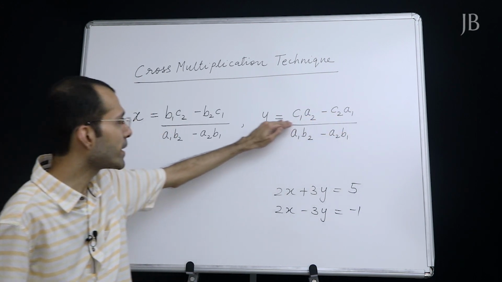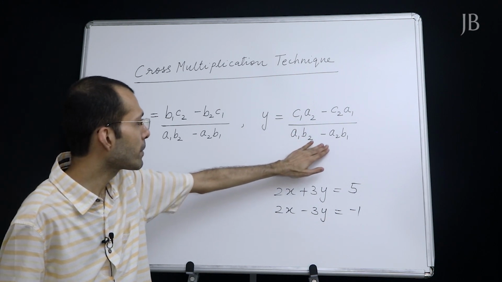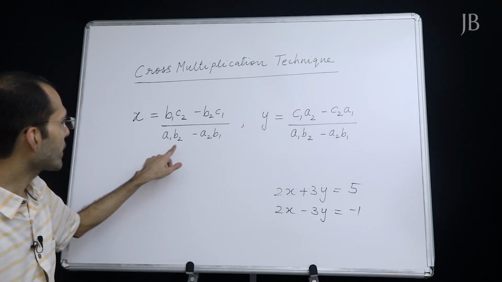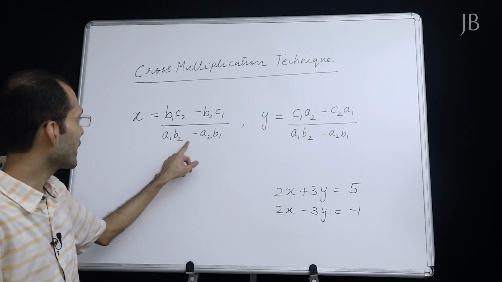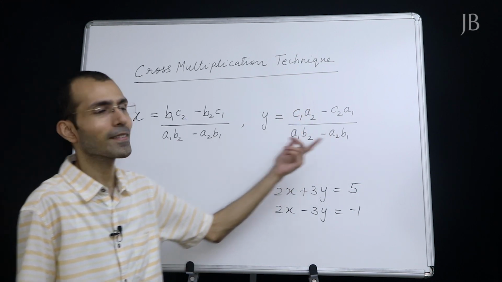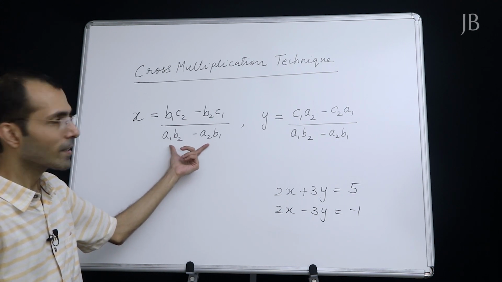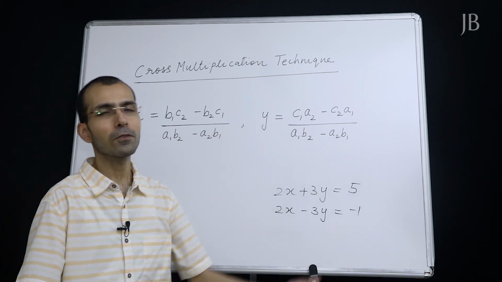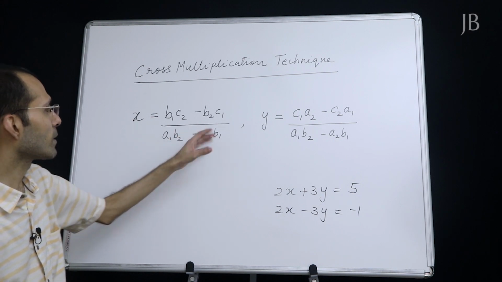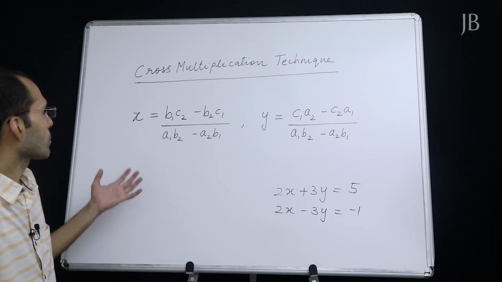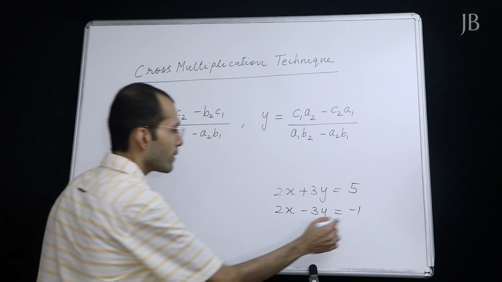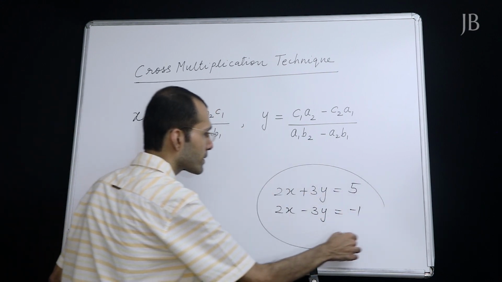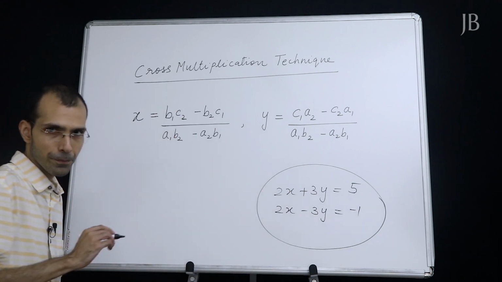The whole divided by, no need to remember this denominator. Whatever denominator was here, same thing you copy here. The denominators will be the same in both the cases. So once you learn this, ditto transfer it here, over. This is the way you learn this. Now question arises, what is A1, B1, C1, C2? Okay. For purpose of example, you consider these two equations.